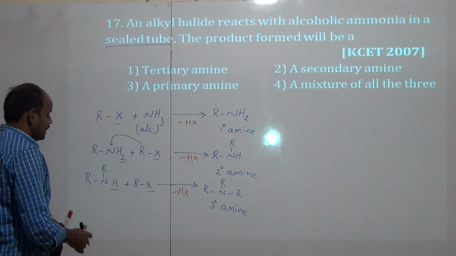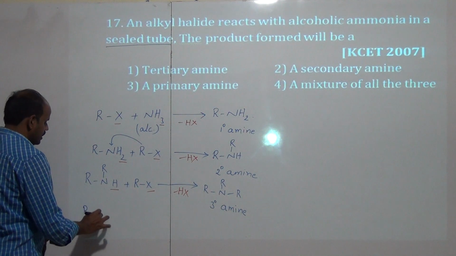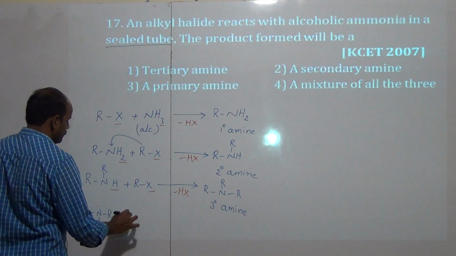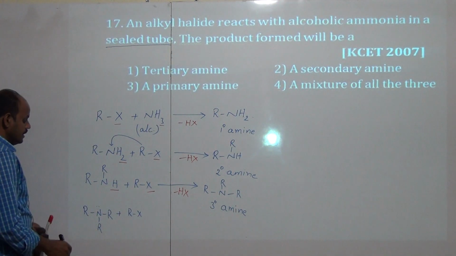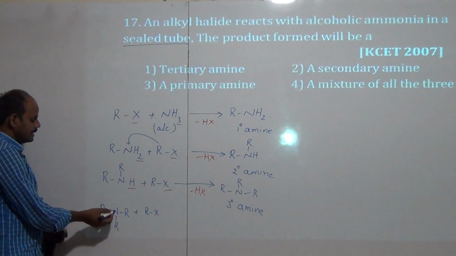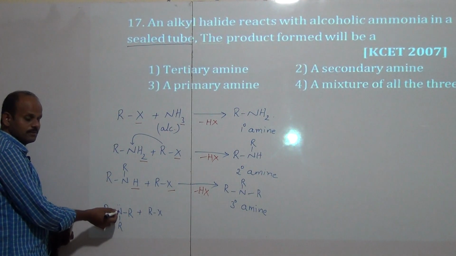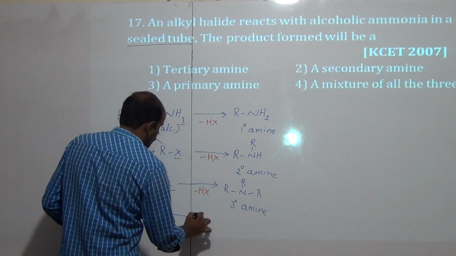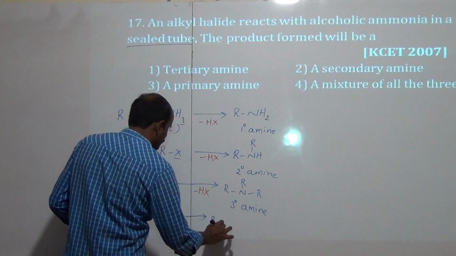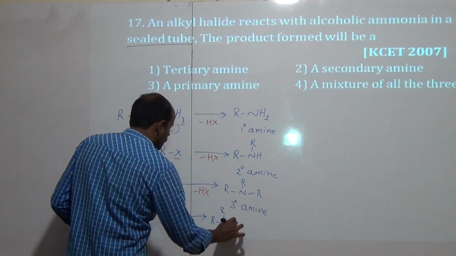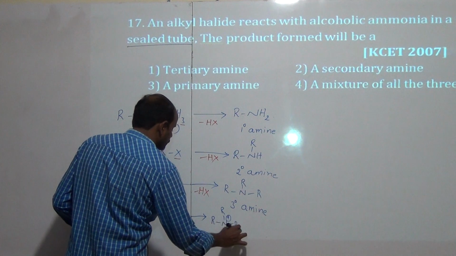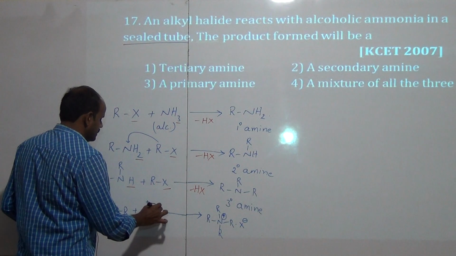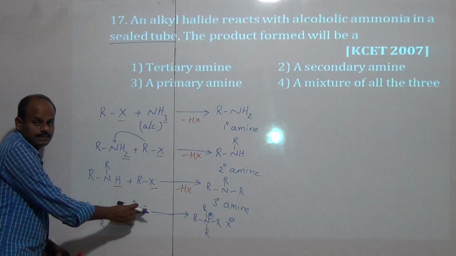Okay. If one more alkyl halide, RX, is there, it also reacts with this one because the nitrogen atom has a lone pair of electrons on it. Thus we get a quaternary ammonium salt. What is that? Quaternary ammonium salt, R4N plus X minus.